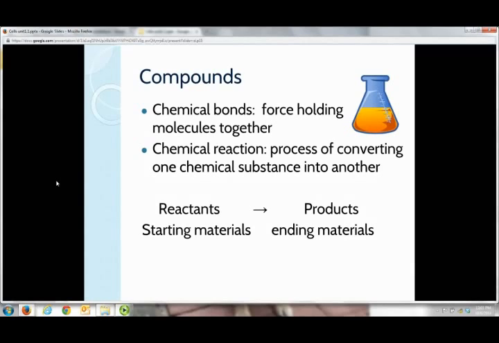Compounds are going to be held together by chemical bonds, which are going to force holding the molecules together. A chemical reaction is going to be the process of converting one of the chemical substances into another. When we have chemical reactions, on one side of the equation we have the reactants, which are your starting materials. On the other side you have the products that are the ending materials. You can think of this like baking something in your kitchen. The left, your reactants, are your different ingredients, and the product is what you end up with after you pull it out of the oven.